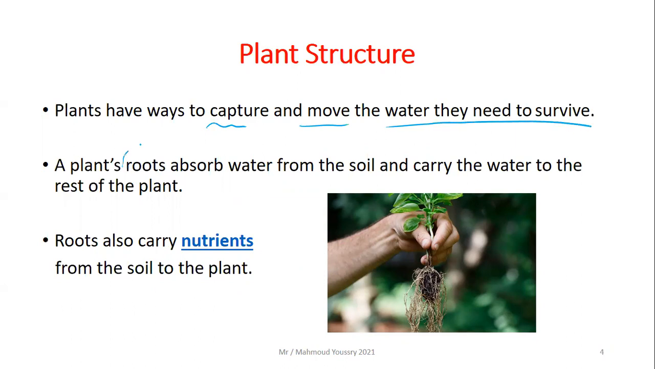Yes, the roots of a plant, like this one right here, are usually under the ground. They absorb water from the soil and carry the water to the rest of the plant. So the first part that we talk about is the plant roots. The roots absorb water from the soil and they carry this water up to the rest of the plant. Roots also carry nutrients from the soil to the plant.